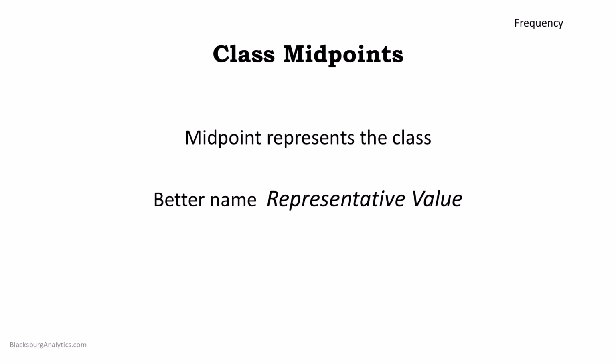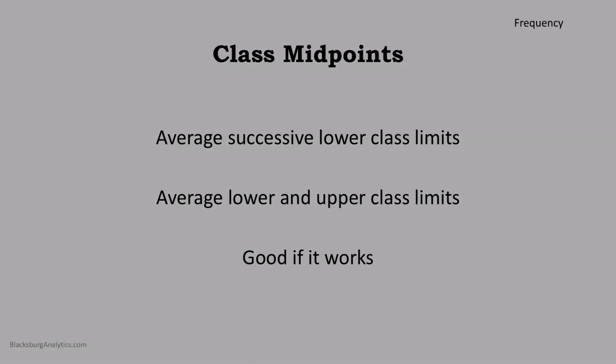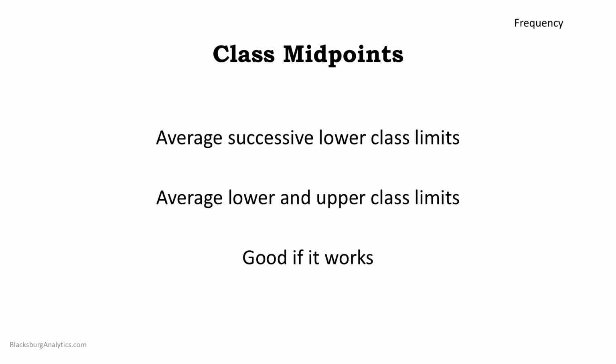Some calculations require class midpoints. The class midpoint must represent the class and be easy to use and interpret. In fact, a better name is representative value, but midpoint is shorter. There are many ways to find midpoints, such as averaging successive lower limits or averaging the lower and upper class limits. If these result in a useful midpoint, then use them.